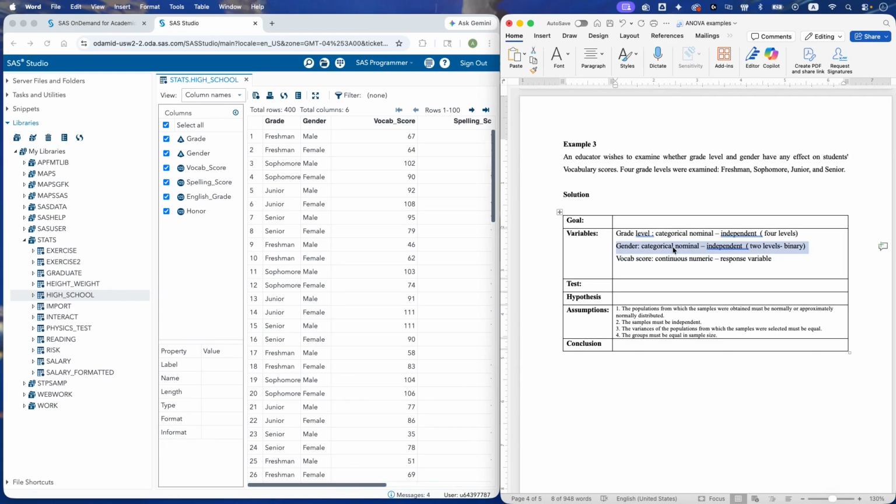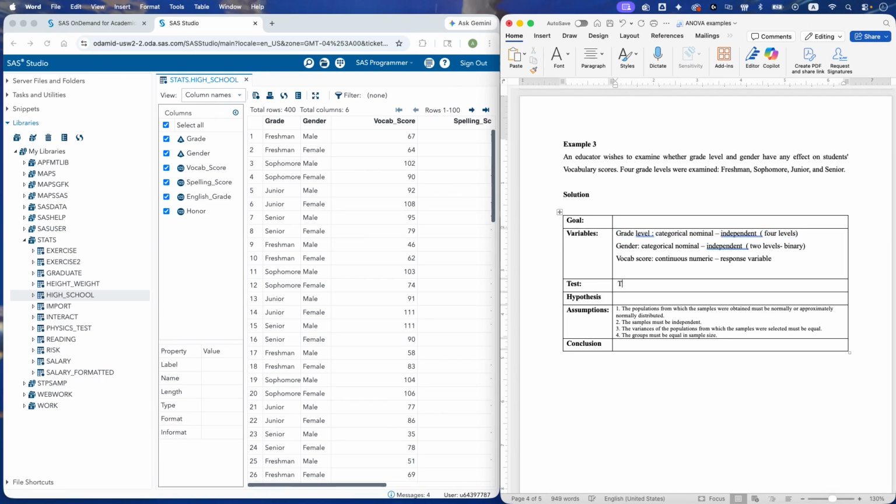Also, if we were studying only whether there is a difference in the vocab scores across the grade level, 4 levels, then we would be talking about one-way ANOVA, because we have one factor with 4 levels and a continuous response. But in this case, we are studying 2 factors. If these 2 categorical independent variables have any kind of effect on one continuous numeric score, then we are talking about two-way ANOVA.